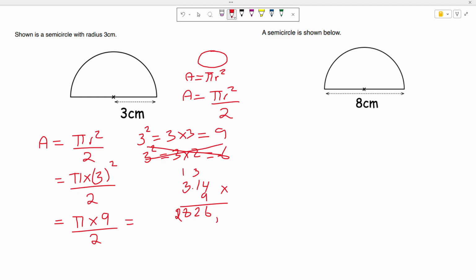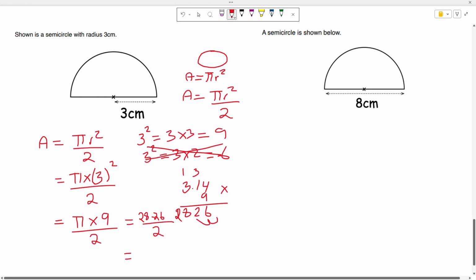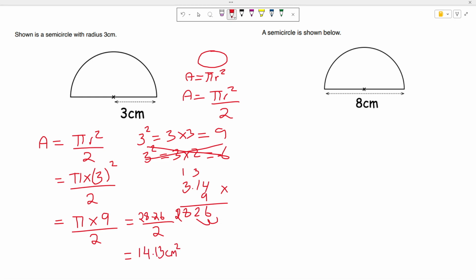Now, two decimal places, so we're going to go 2, which is going to give us 28.26 divided by 2. And 28.26 divided by 2 is going to give us 14.13 centimeters squared. Again, if you don't know how to divide or multiply decimals, make sure you check my videos on dividing or multiplying decimals.